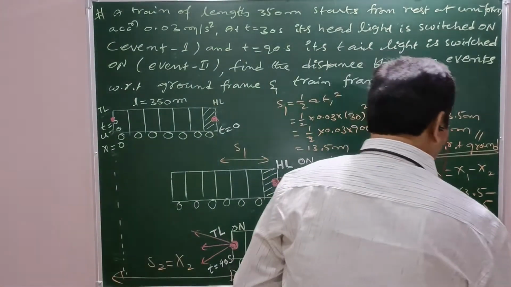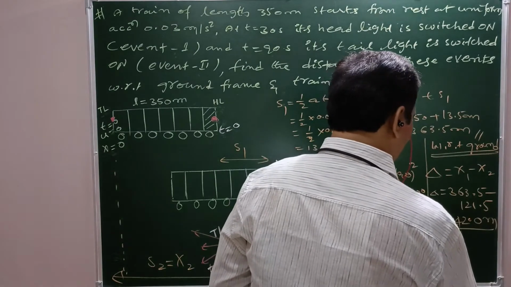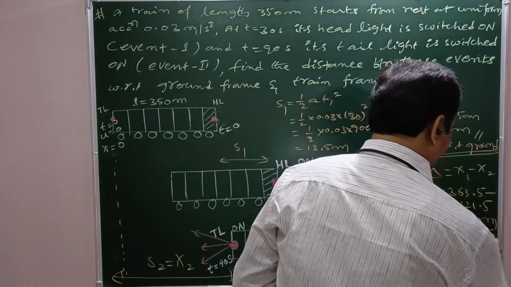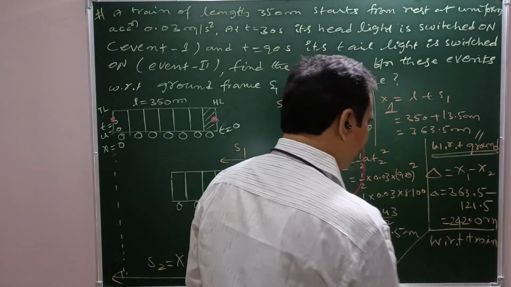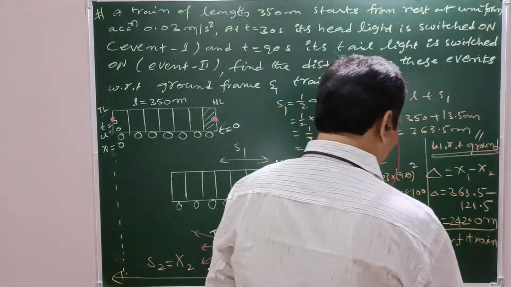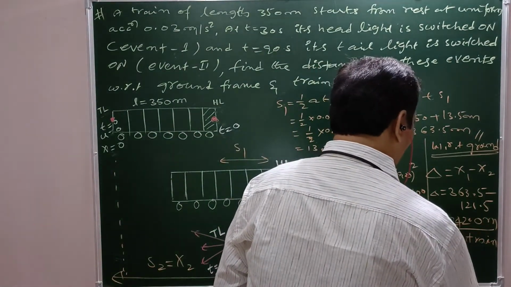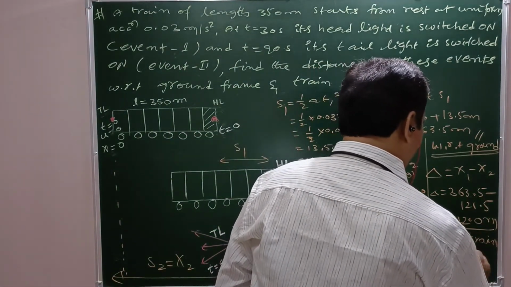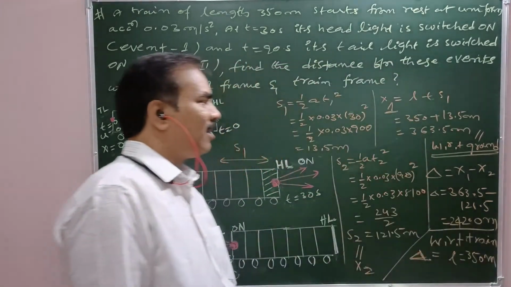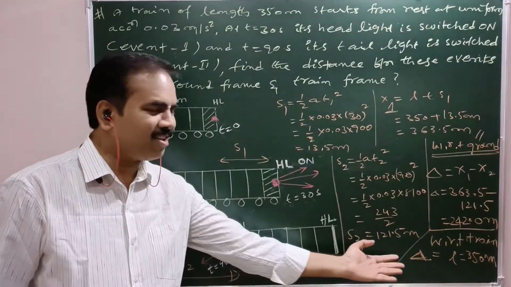So with respect to the train, the separation between events delta is equal to the length of the train, that is 350 meters. Okay, so that's about the answers, right?